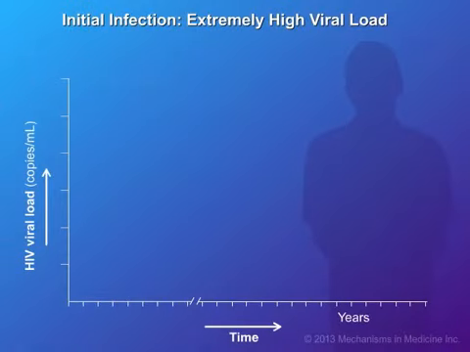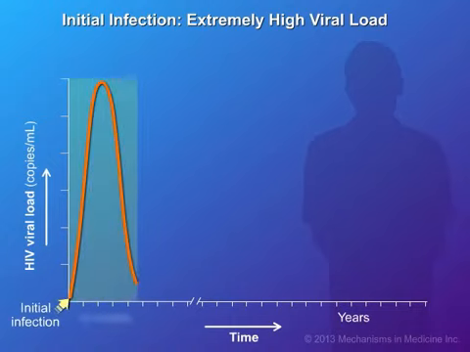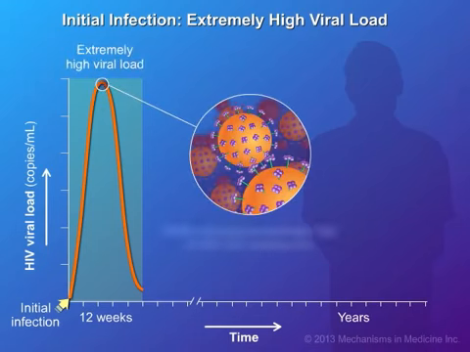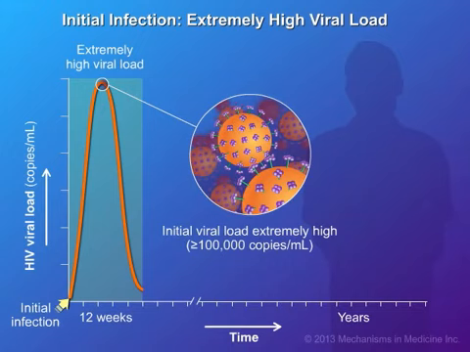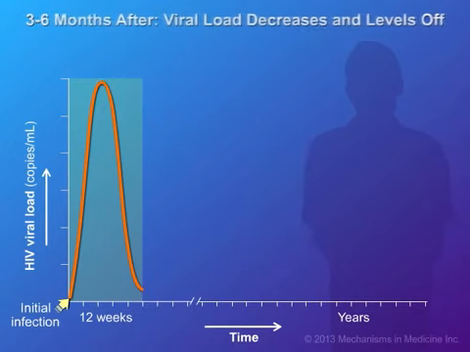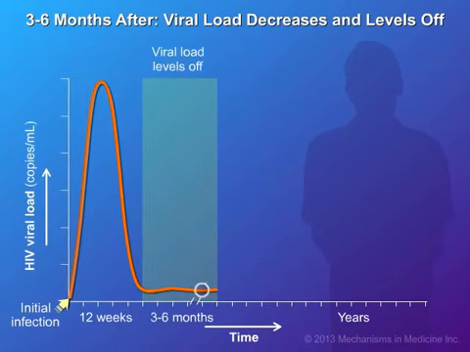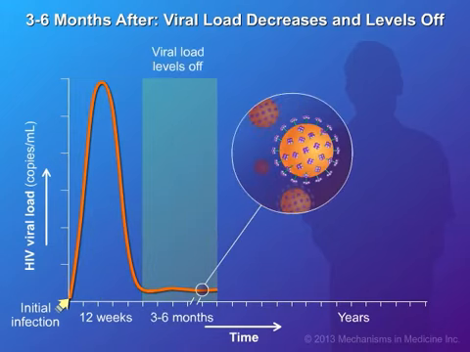Your viral load can change over time. People who are not infected with HIV have no viral load. When a person is first infected, viral load will be extremely high, quickly peaking to greater than 100,000 copies of HIV per milliliter of blood. Between 3 to 6 months after being infected, the viral load typically decreases and levels off.